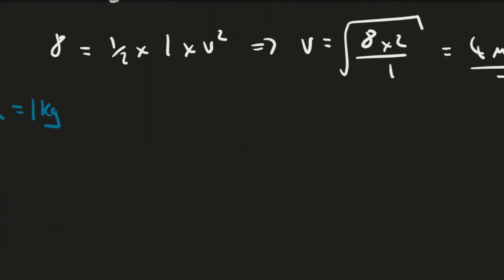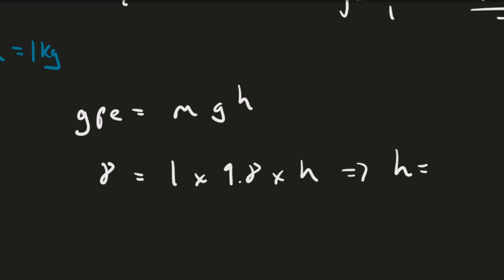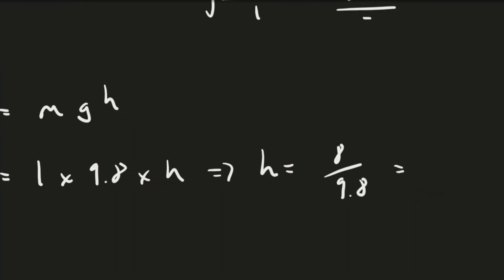So once again, we can write that our equation is mass multiplied by g multiplied by h, and we can say that 8 joules is equal to the mass, which was 1, multiplied by g, which is 9.8, multiplied by the height. So now we just need to rearrange for the height. That's what we're trying to find out. And so we just get 8 over 9.8 should equal your height. And if you put that into your calculator, you should get approximately 0.8 meters.